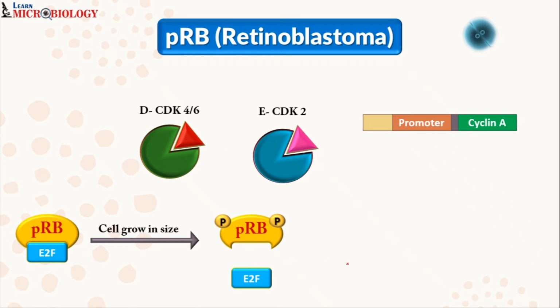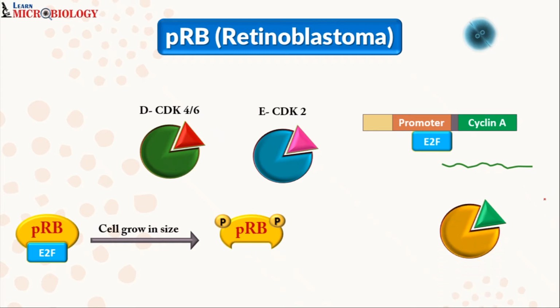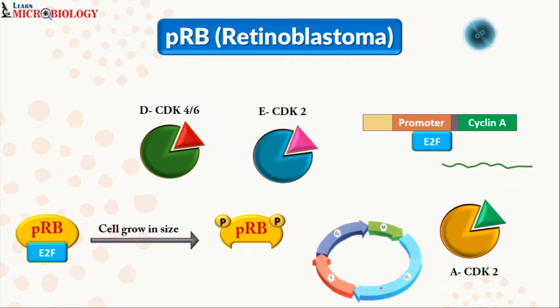Now when E2F is released, what is it going to do, we already discussed. It is going to bind to the promoter region. RNA polymerase is going to bind over there, and that is going to transcribe your cyclin A gene. Once transcription is done, then we have translation and you have your mature cyclin A protein ready. Now who is going to bind to cyclin A? It is your CDK2 molecule, and they combine to form your A-CDK2. Now once this A-CDK2 molecule gets activated, it can allow your cell to progress to your S phase.